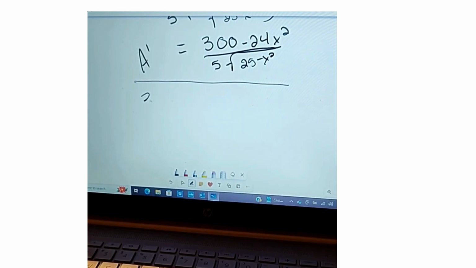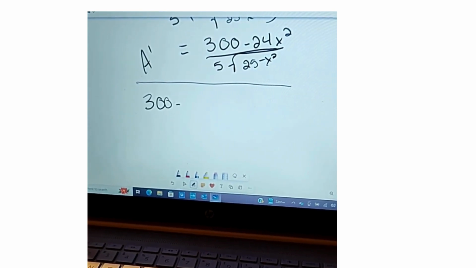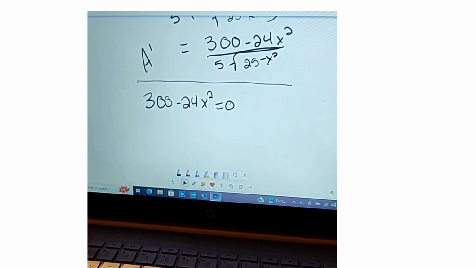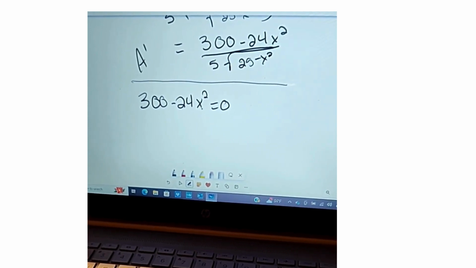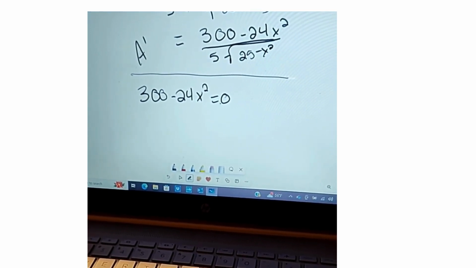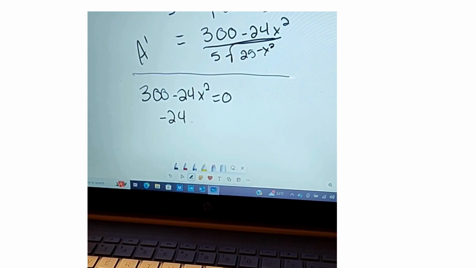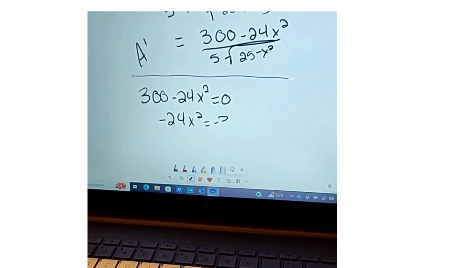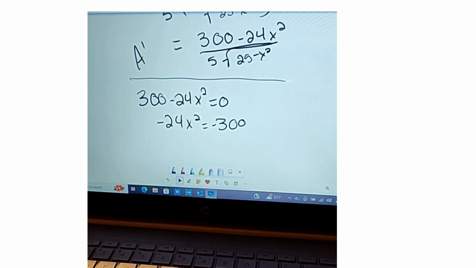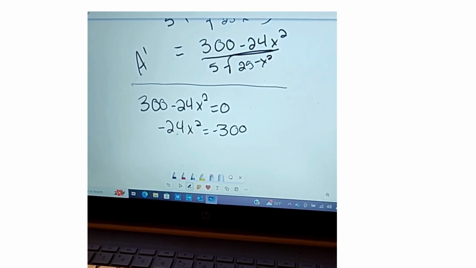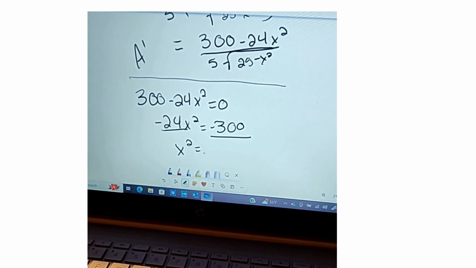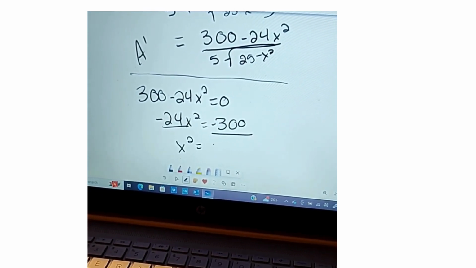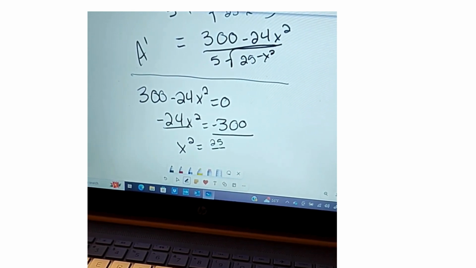So we're going to take 300 minus 24 x squared is equal to 0. We want x by itself. So to get x by itself, we have to move the 300 over. So we have negative 24 x squared equals negative 300. Then we're going to divide by 24, and have x squared is equal to 25 over 2.